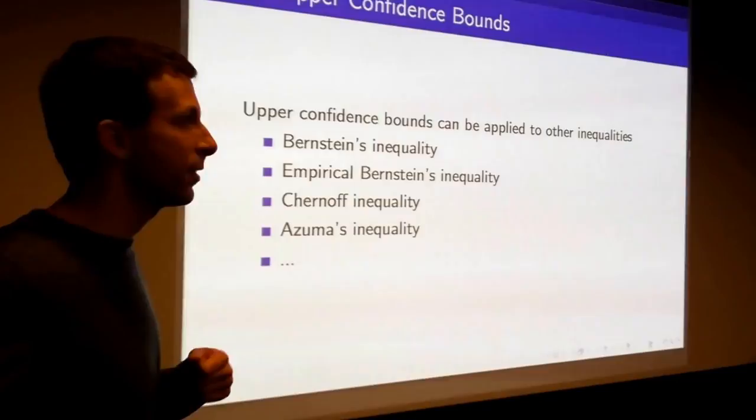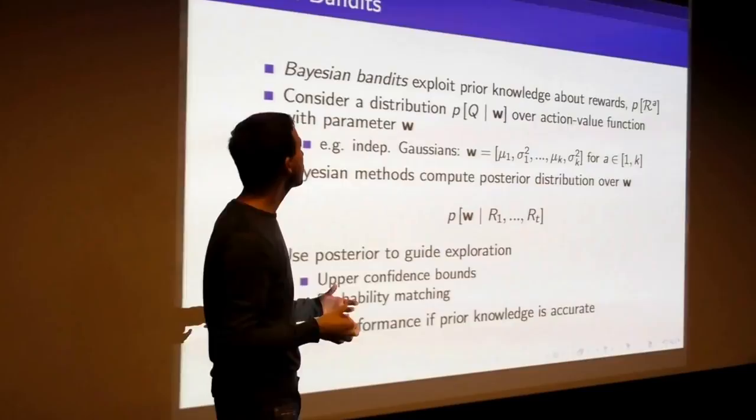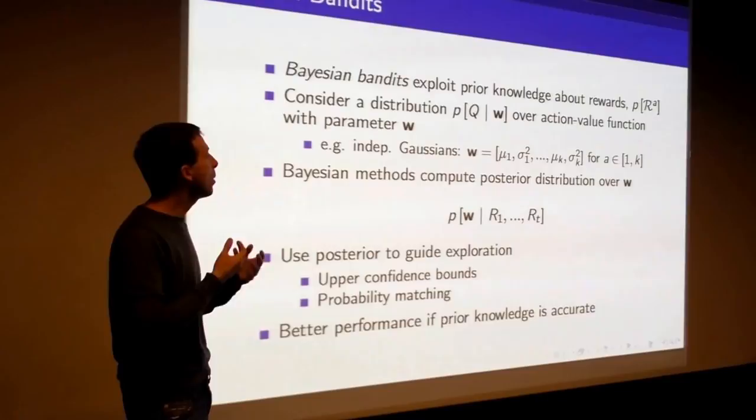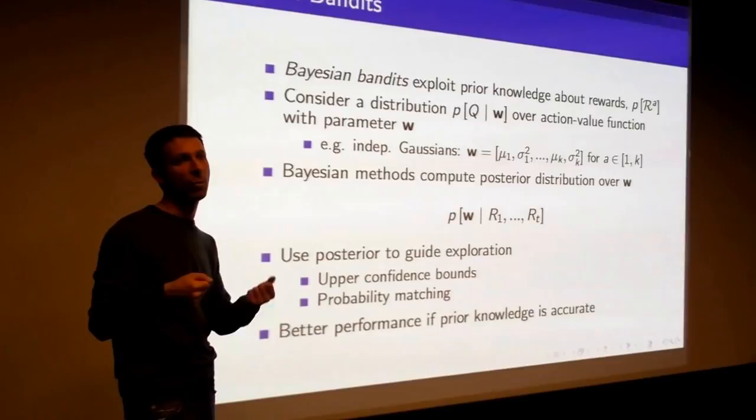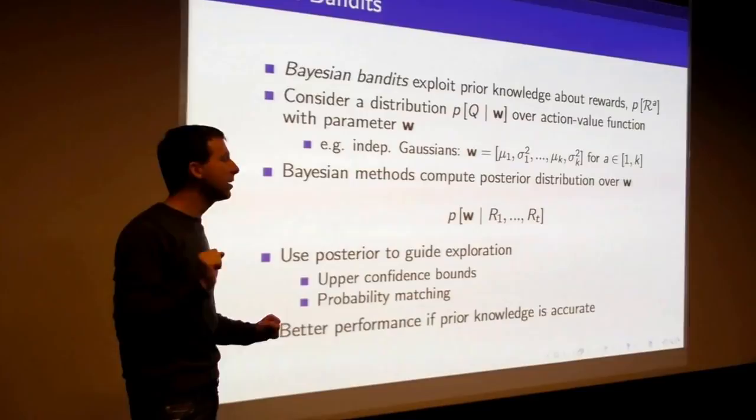So I mentioned earlier that I was going to talk about two approaches, a frequentist approach, which we've seen, that makes minimal assumptions about the distribution. But we can also consider a Bayesian approach to the bandit idea, to the upper confidence idea. And what we do now is we can exploit prior knowledge about the rewards. So what if someone gives us a prior distribution over what our Q values are? Can we make use of that? Like if we know that we've got some prior distribution where I'm pretty sure that this action is better than this one, can we make use of that information?